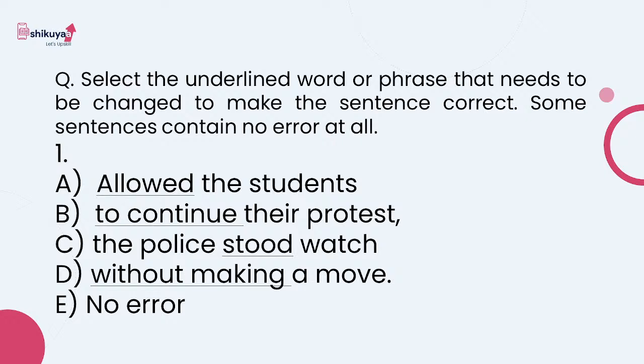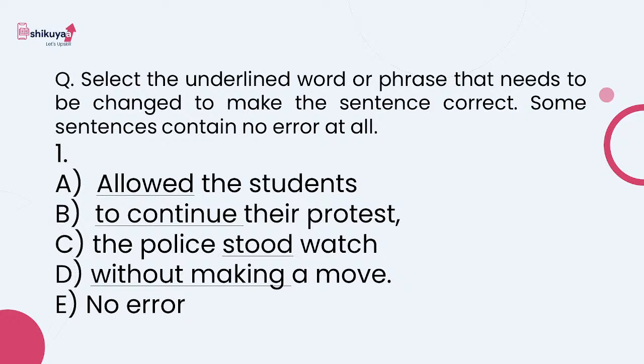So students, here there is an error in part A. Instead of allowed, we should use allowing. Instead of the past participle of the verb allow, we should use the ing form of the verb allow, that's allowing. So allowing the students, that should be the right part. Allowing the students to continue their protest, the police stood watch without making a move. Means police, their first action, what happened? They allowed the students. So that's why here we should take the right verb form, the ing form of the verb allow.